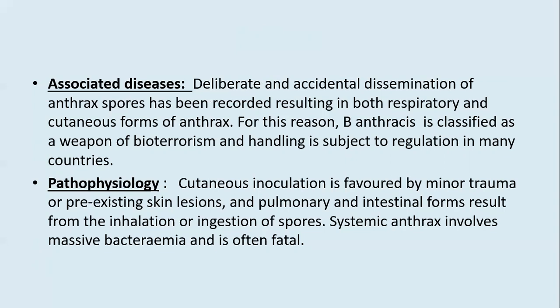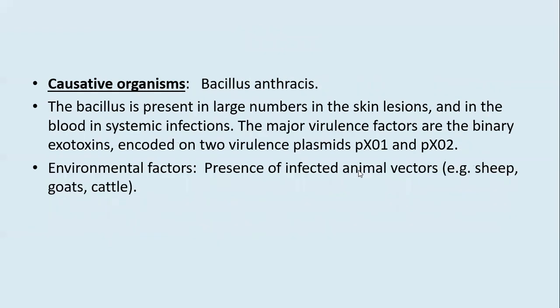Systemic anthrax involves massive bacteremia and is often fatal. The causative organism is Bacillus anthracis, and this bacillus is present in large numbers in skin lesions and in blood in systemic infections. The major virulence factors are the binary exotoxins encoded on two virulence plasmids, pXO1 and pXO2. Environmental factors include the presence of infected animal vectors like sheep, goats, and cattle.